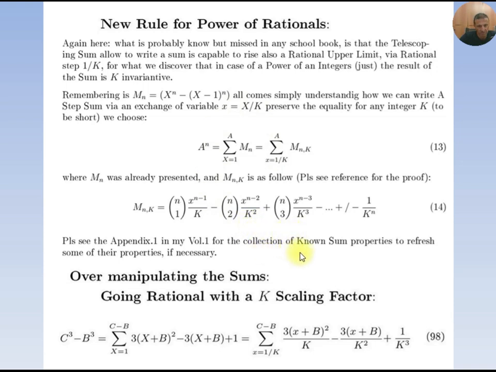But since they are very simple, and this presentation is for mathematicians or students that already know sums and calculus, I will go on writing here the Fermat theorem. The right hand, I remember, we left as c cubed minus b cubed equal to the sum from x equal to 1 to c minus b of 3 by x plus b squared minus 3 by x plus b plus 1. It is equal to the sum from 1 over k to a of 3x squared over k minus 3x over k squared plus 1 over k cubed.